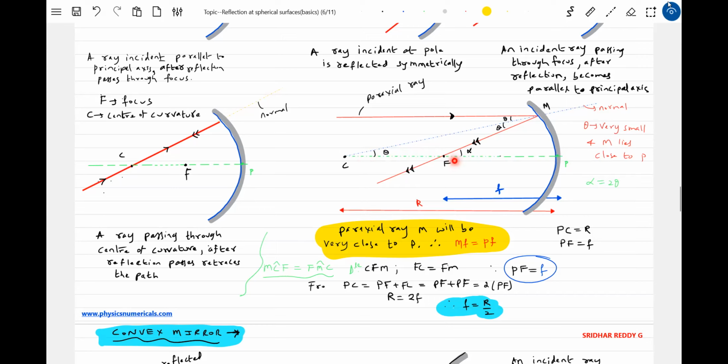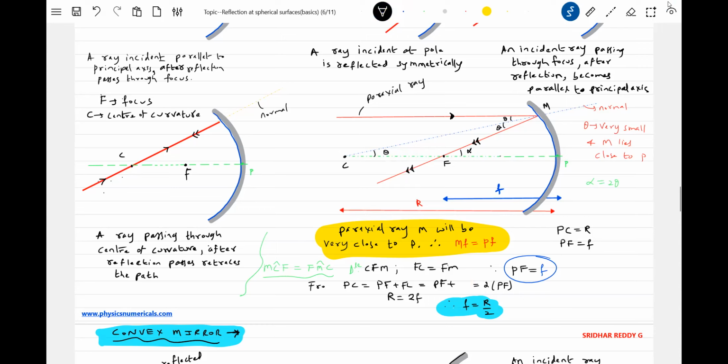Now, what is PF? That is the focal length. What is PC? That is equal to R. How these two are related is what we are trying to get as a relationship here. And we know MF is equal to PF, and MF is equal to FC. So therefore, shall we write PF equal to PF? Okay, so something happened here.